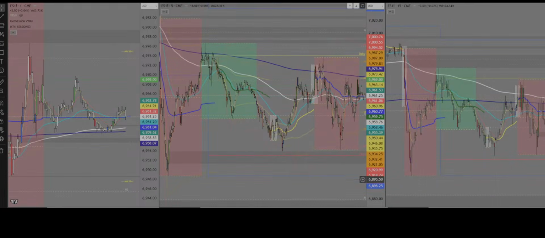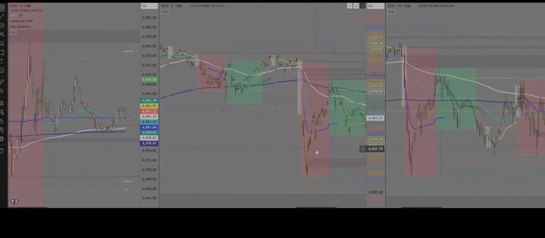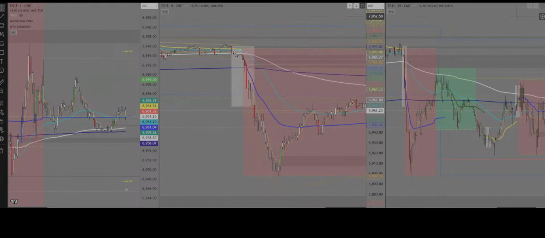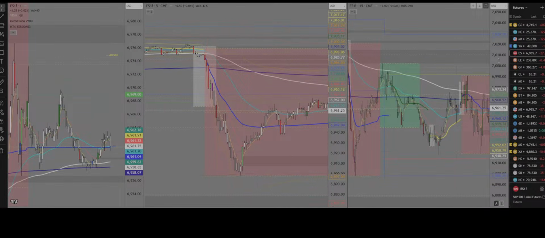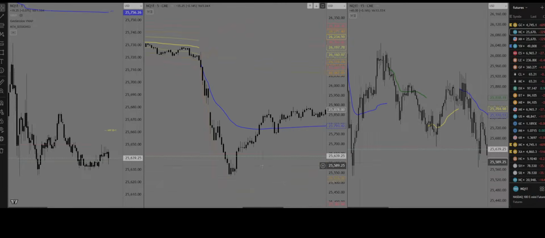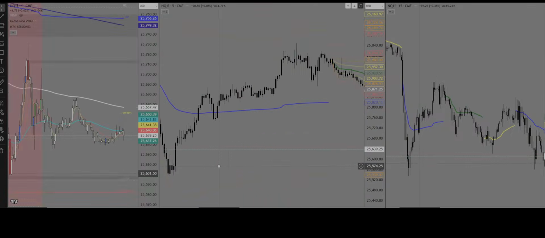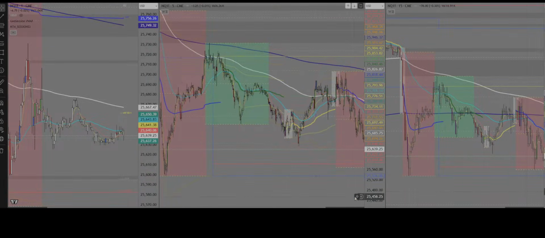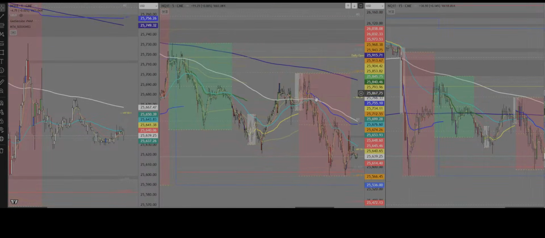My favorite thing is stuff like this. Oh, this is ES. Let me take it off of ES. It works on ES too, but I'm used to looking at Nasdaq. Let me go back to here.